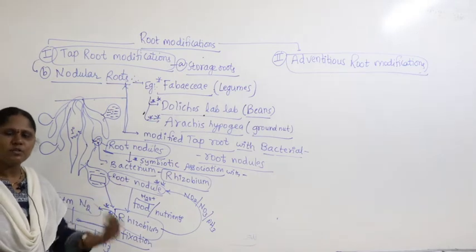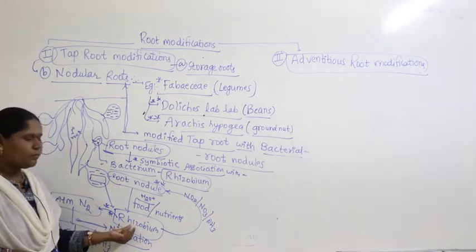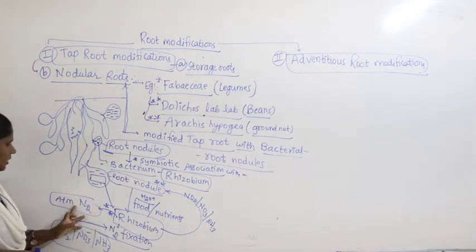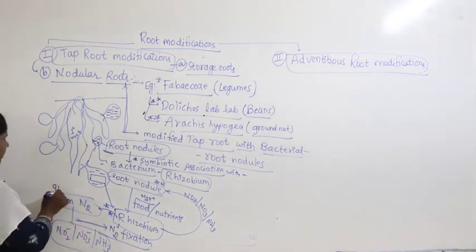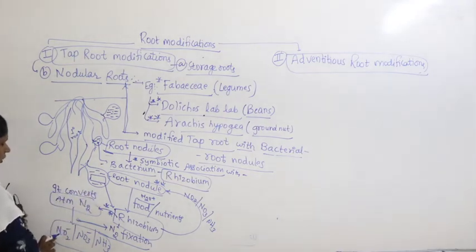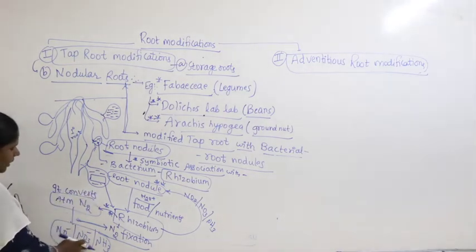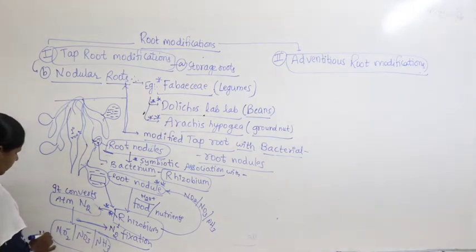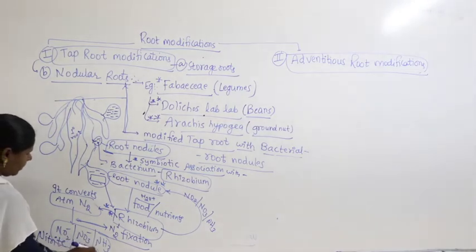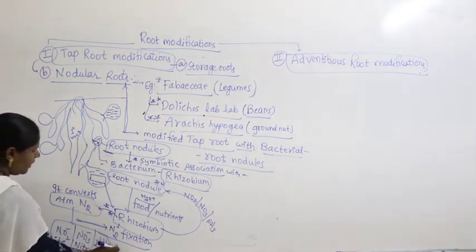In return, what will rhizobium do? Rhizobium will do a wonderful function. What is that wonderful function? It converts atmospheric nitrogen into nitrite, or nitrate, or ammonia. This is nitrite, or this is nitrate, and this you know ammonia.